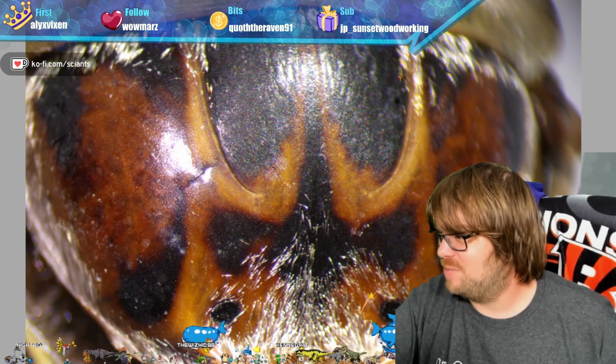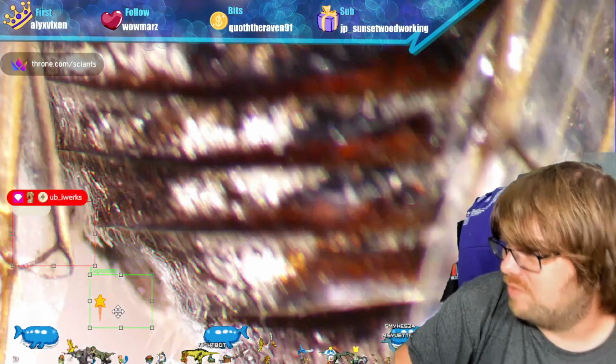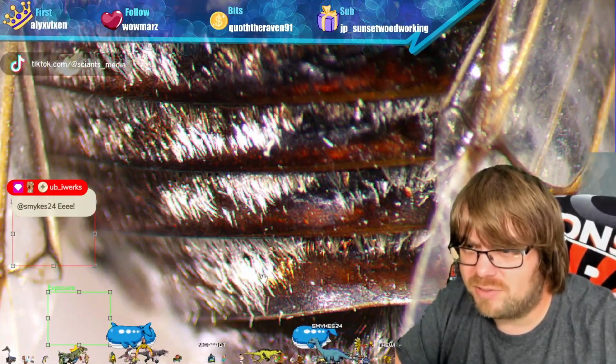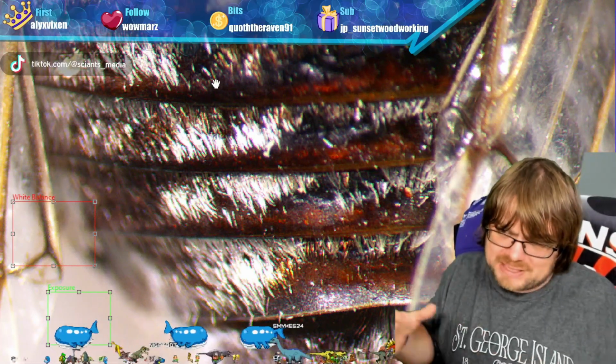So it's really cool to be able to see underneath the microscope. And then here are the tergites. They're quite visible in this section here. Each one of these sections, 1, 2, 3, 4, those are tergites. And those allow the abdomen to expand and contract.